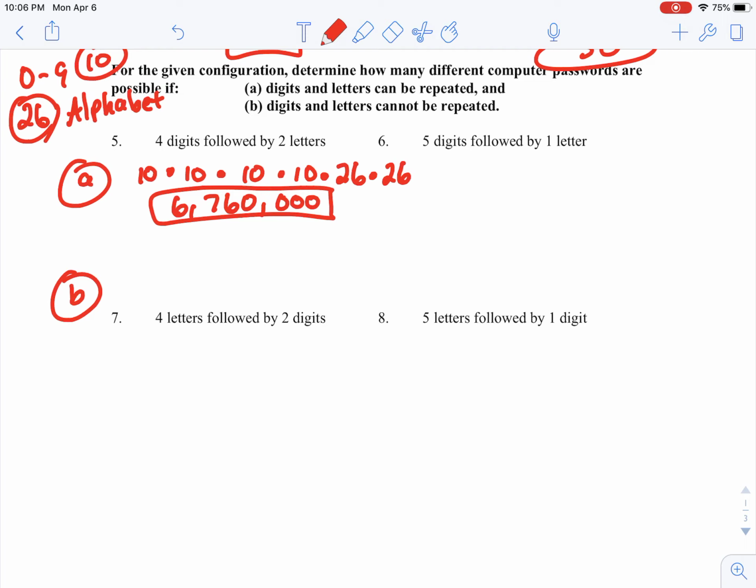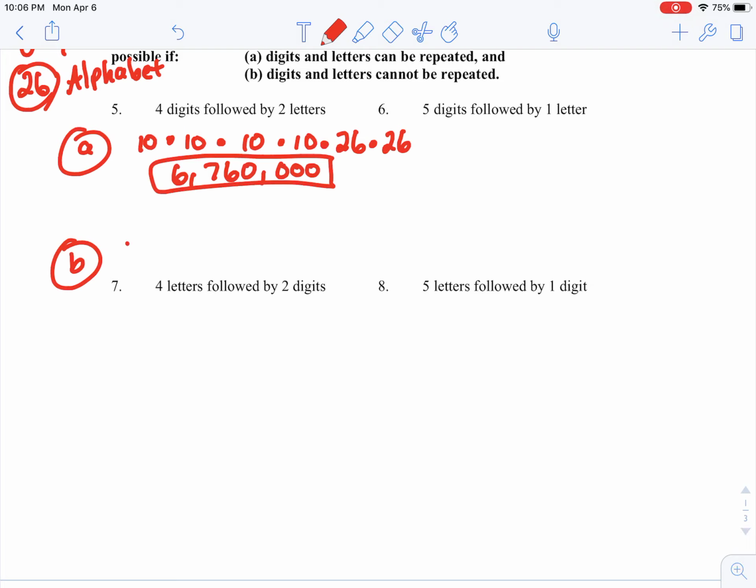The first number you pick, your favorite number, you have 10 numbers to choose from. But you're not allowed to use that number again. You already picked it, you can't pick it again. So when you pick the next number, there's no longer 10 numbers, now there's only 9. Then you already picked 2 of your favorites, so how many are left? Now there's only 8. And then there's only 7. How many times do I do that? The question says 4 digits, so I'm going to do that 1, 2, 3, 4 times.